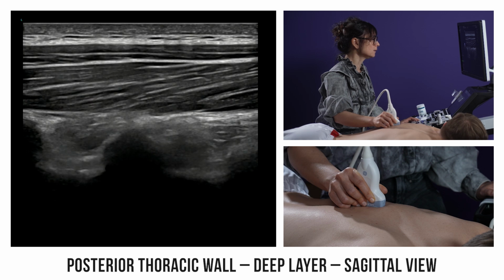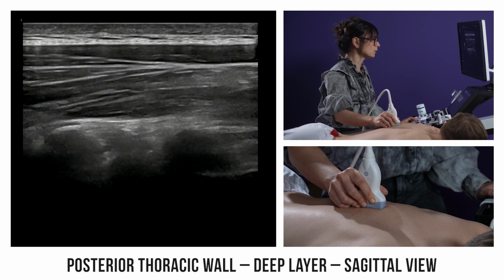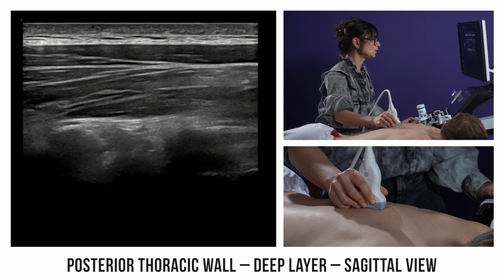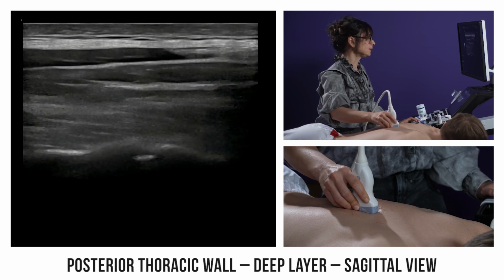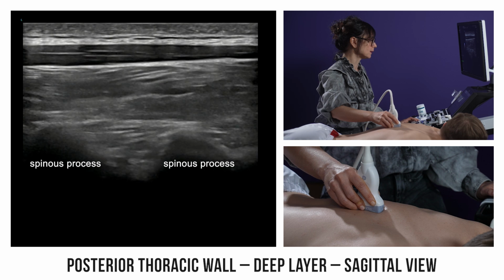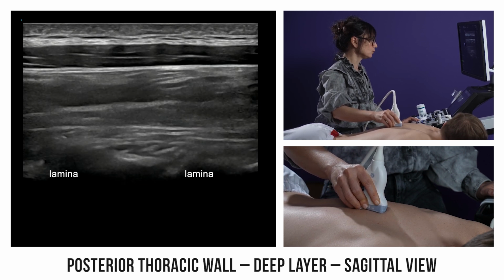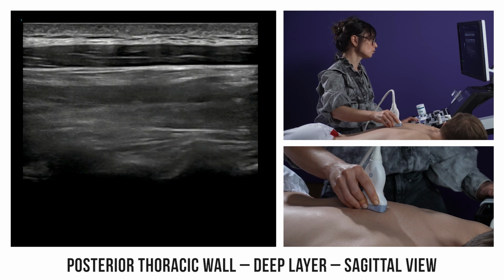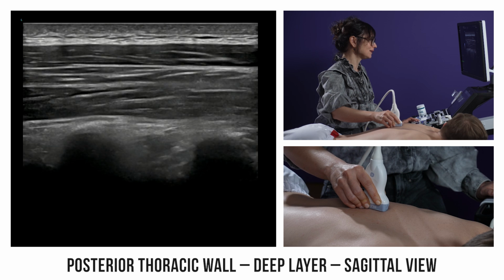Moving closer to the midline, we see interwoven fibers corresponding to the multifidus muscle bundles. Deepest of all, we identify the spinous process and the interspinous ligament. A slight probe shift reveals the laminae, shaped like a horse's head, and lateral to them, the ribs.